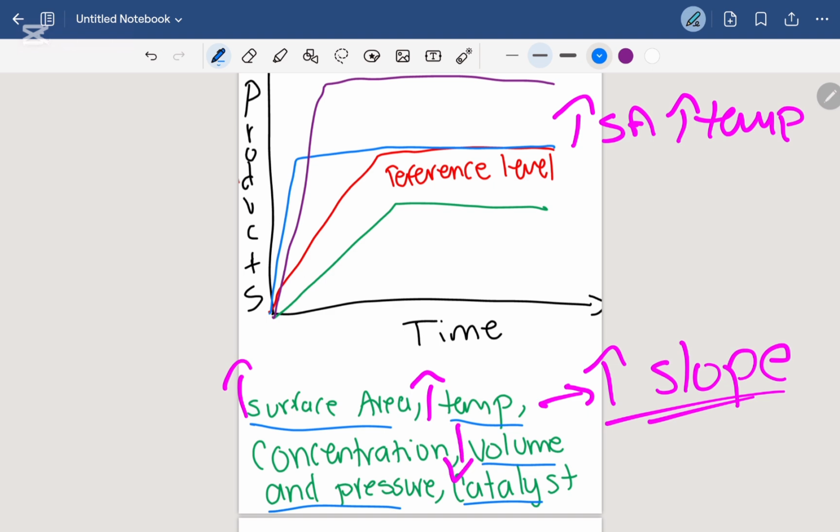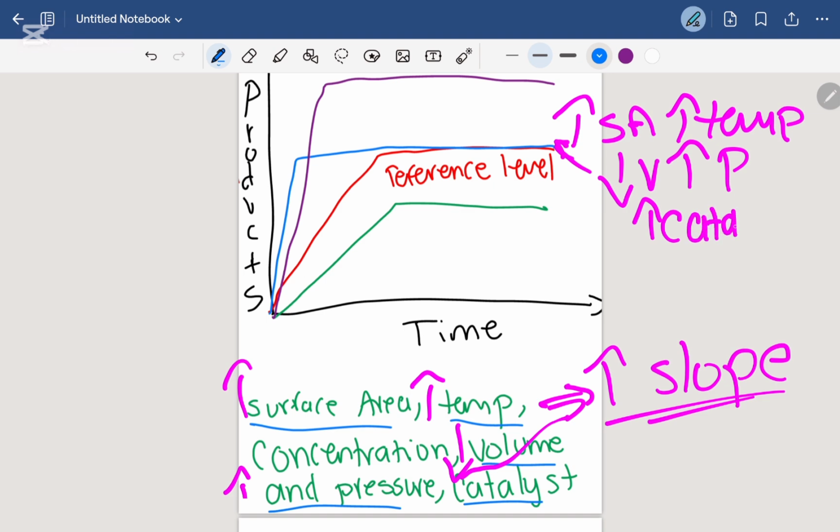If we decrease the volume and increase the pressure, it will cause an increase in the reaction rate, which then causes an increase in the slope. And we said if it's only affecting the slope, then it's the blue one. That means lower volume, higher pressure is affecting the blue one. Okay? Now finally, the catalyst. If we increase the amount of catalyst, then definitely only the slope will be increased. So the blue one is the catalyst. So notice that the surface area, temperature, a decrease in volume, an increase in pressure, and an increase in the amount of catalyst will only increase the slope.